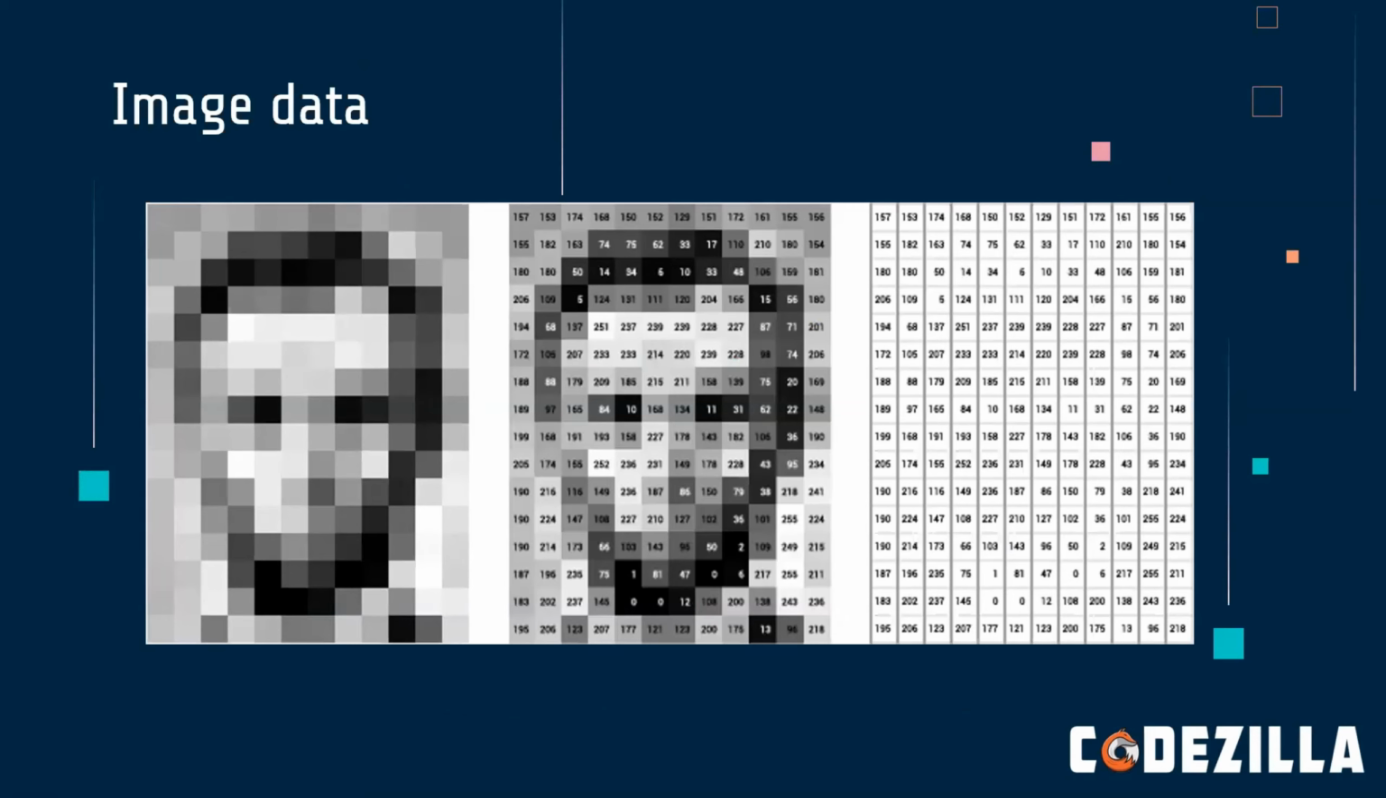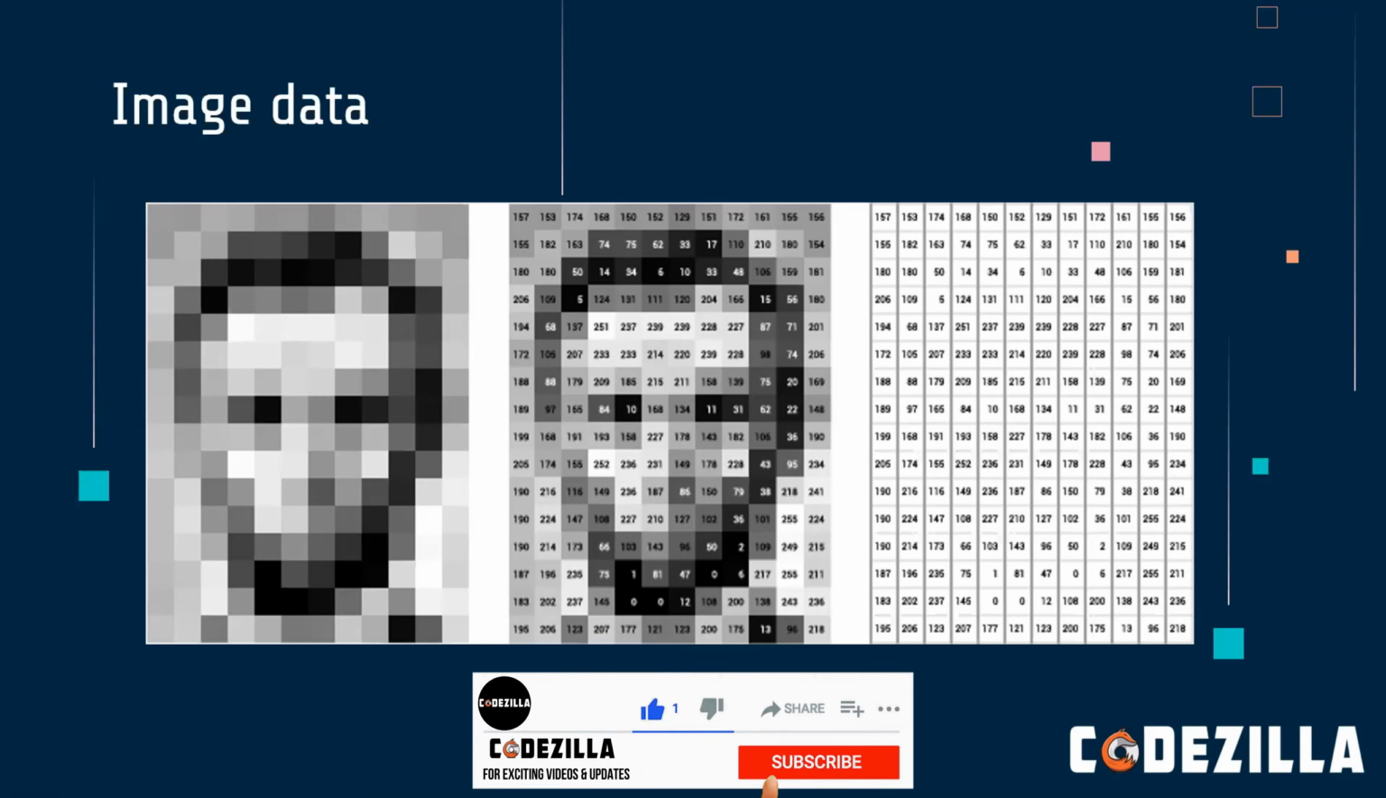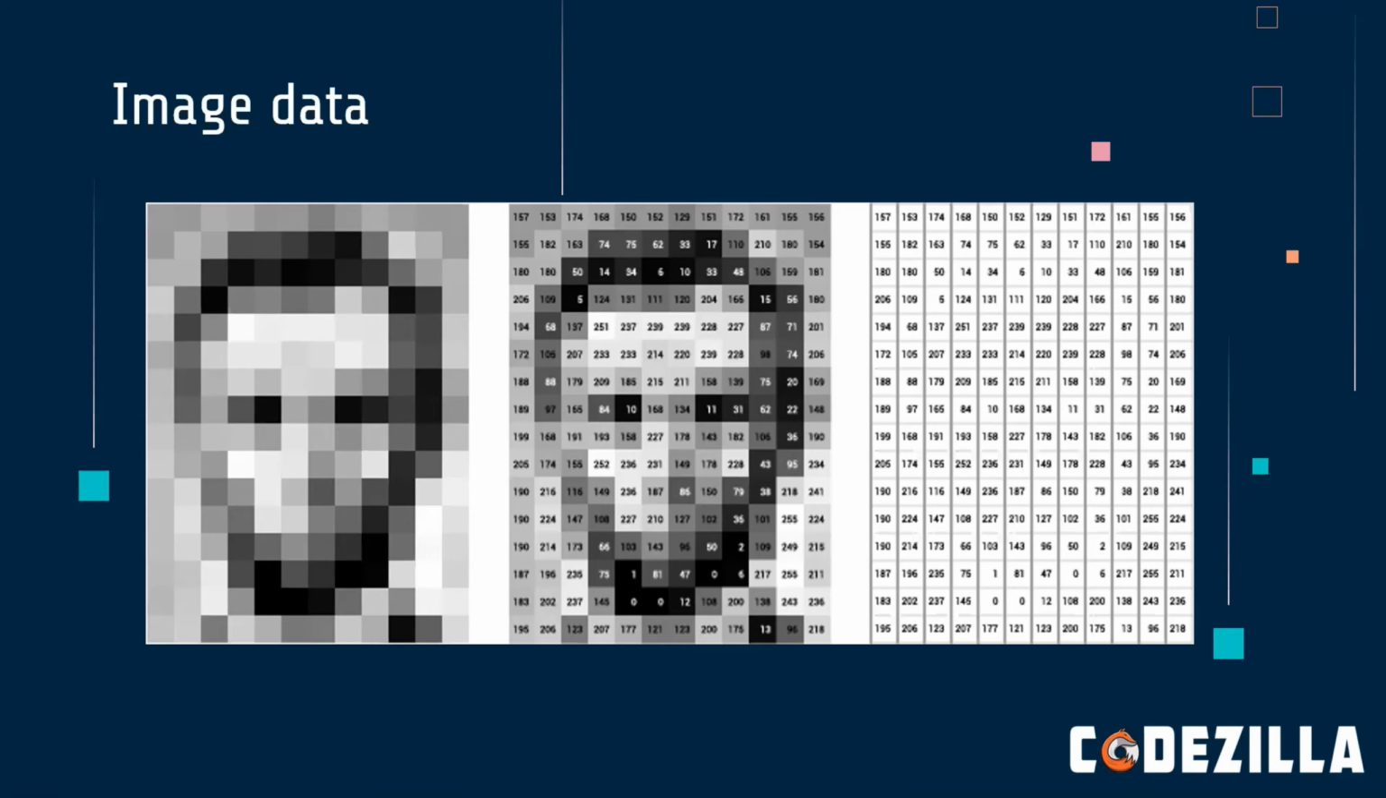To understand how it works, we need to find out what image data looks like. An image data is made up of pixels. These pixels contain information about color and intensity. On the slide, you can see a grayscale pixelated image. Each pixel's intensity can be represented by a number between 0 and 255.